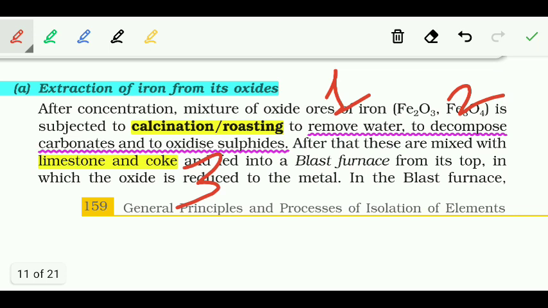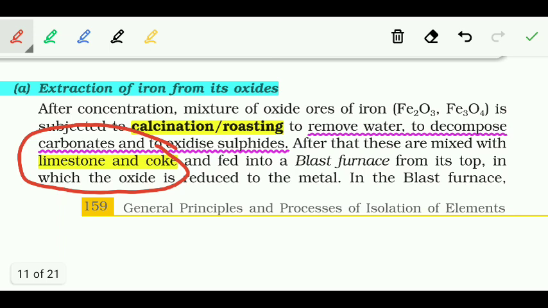After that, these are mixed with limestone and coke. Okay, this point is the most important. We mix two compounds, that is limestone and coke, with iron ore, and then feed into a blast furnace from its top, in which the oxide is reduced to a metal. Our oxide is directly reduced to a metallic form in a blast furnace.